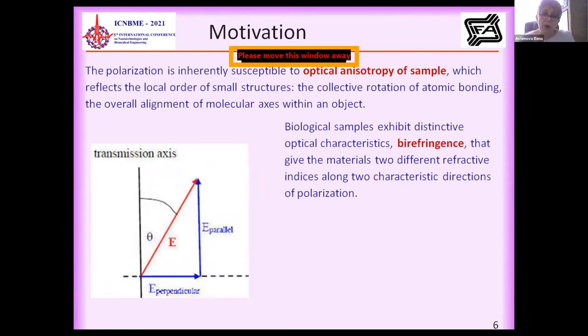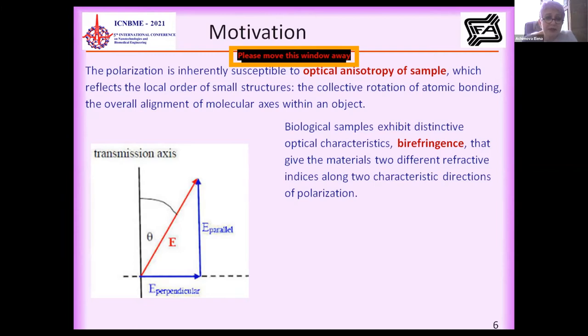And one of the characteristics which we can extract is the optical anisotropy of samples, which influences or reflects the local order of the structures. This may be the collective rotation of atomic bonding, the overall alignment of molecular axes within the object, and so on. And the characteristic of this anisotropy is birefringence.